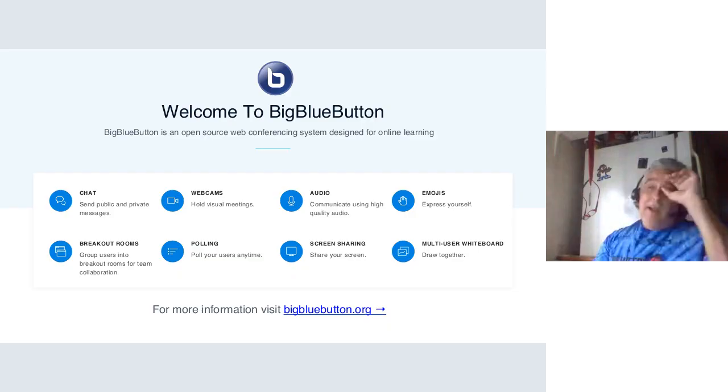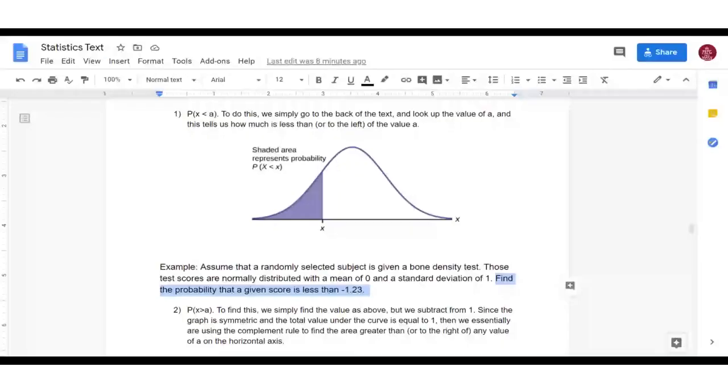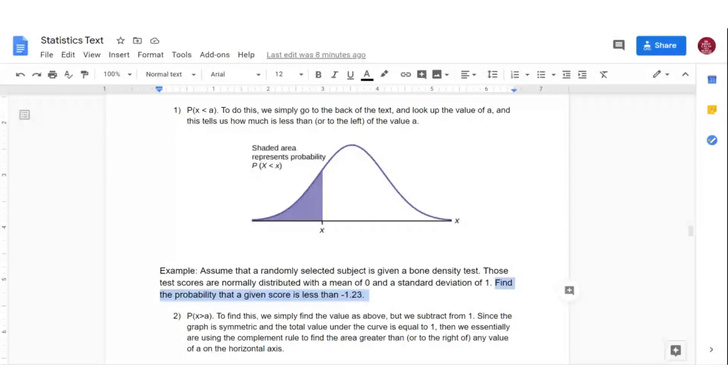Now that little drawing is not specifically for -1.23, so it may not quite be proportional. But anyway, that's the idea.